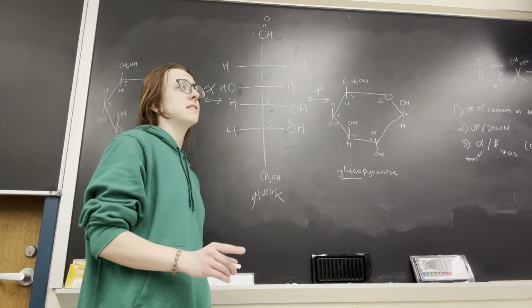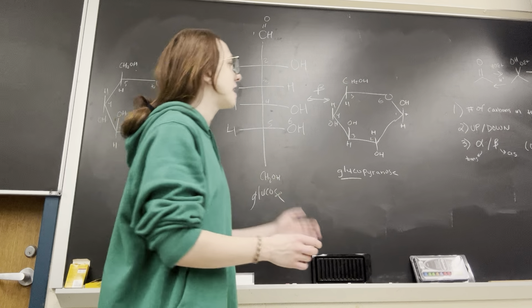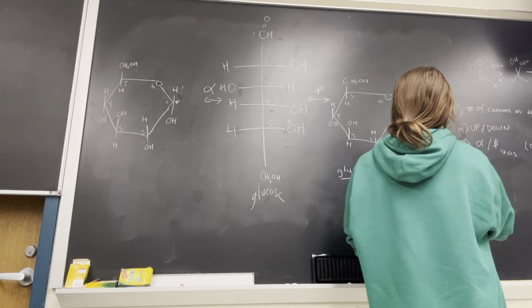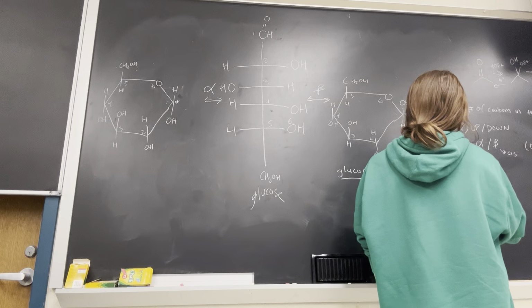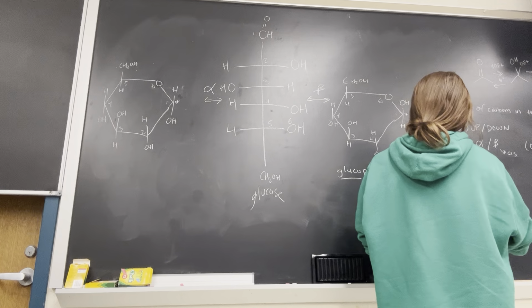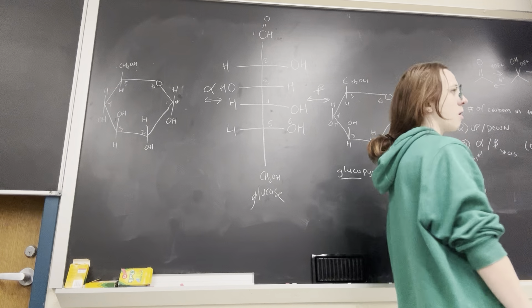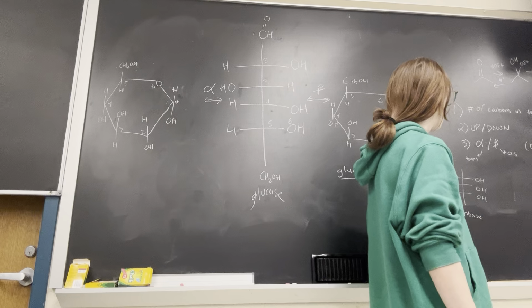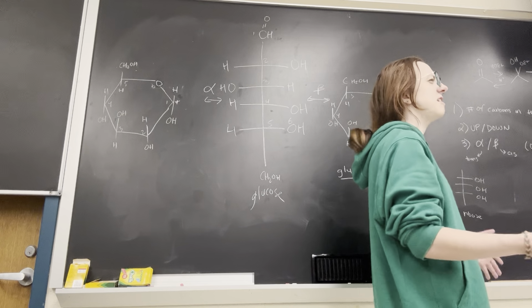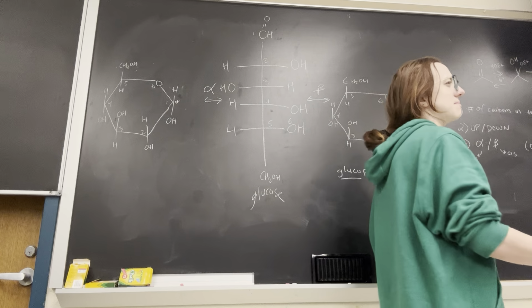So there is a chance what she'll do is she'll have like this one. I'll just redraw ribose. This is ribose. And she's like, draw the beta enantiomer and name it. That's what she could possibly say.